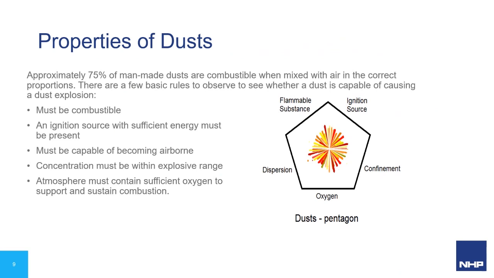So firstly, they must be combustible, which about 75% of man-made dusts are. There must be an ignition source with enough energy. The dust must be capable of being airborne or kicked up into a cloud. The dust must be concentrated enough. The cloud must be contained in order to create enough pressure to warrant an explosion, and the air must contain enough oxygen to support and sustain the explosion.